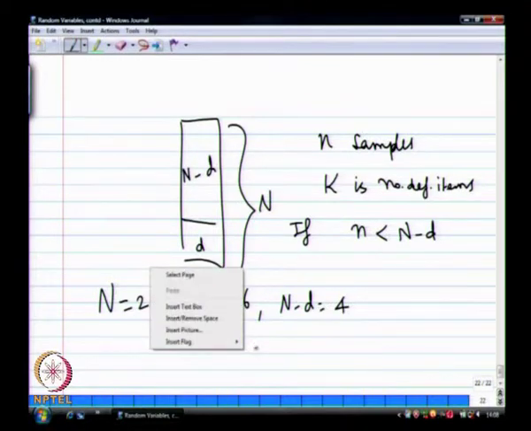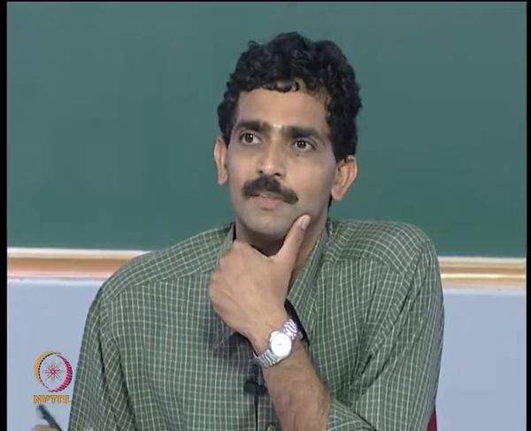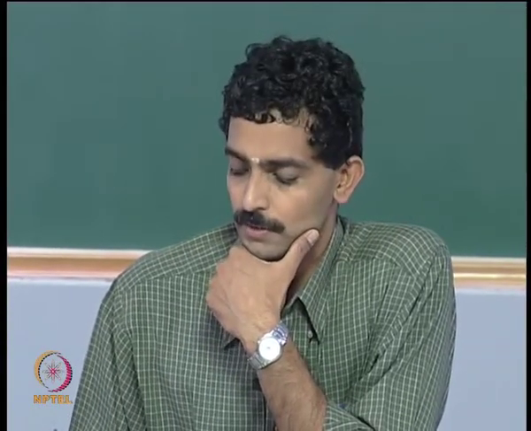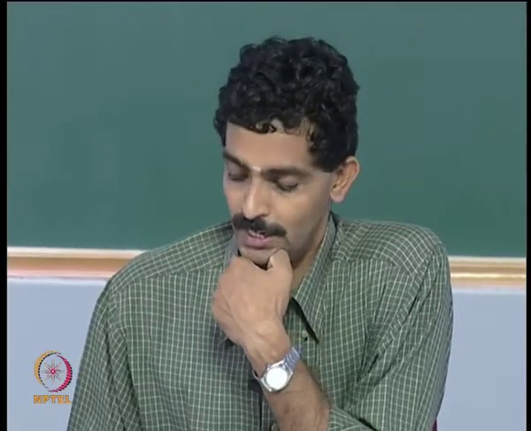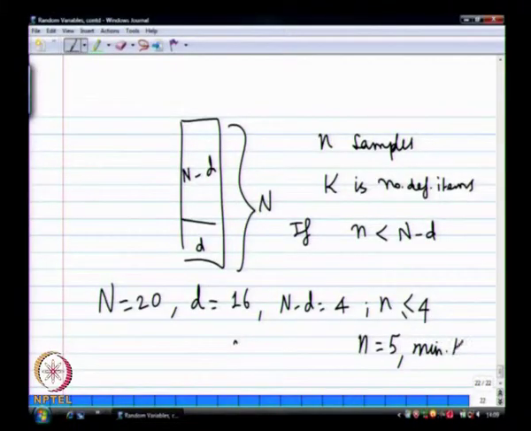So if n is less than or equal to 4, what will be the least value of k? If I pick only 4 items, what will be the least number of defective items? It will be 0. Worst case I could get no defective item at all. But if n equals 5, then I will have at least one defective item, because there are only 4 non-defective items. In the 5 picks, the first 4 times I could have picked the non-defective ones, and the last time I have to pick the defective one. Therefore the minimum value of k is 1.